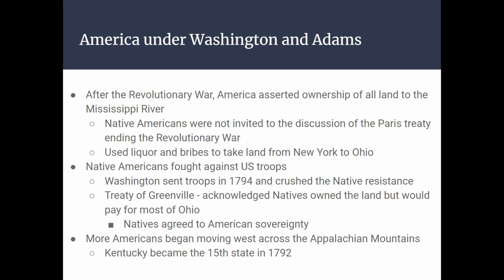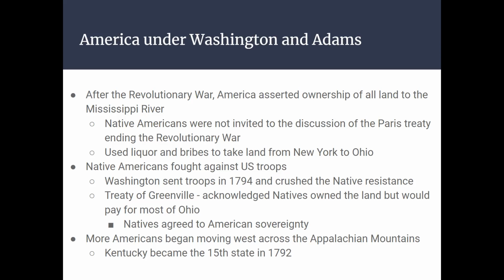Some of this fighting happened in Ohio. And in 1794, when Washington was still president, he sent troops into Ohio to fight and crush the Native resistance. They ended up creating a treaty called the Treaty of Greenville, and they said that the natives did own the land. They would pay for most of Ohio, and the natives would agree that America has sovereignty or control over the land.